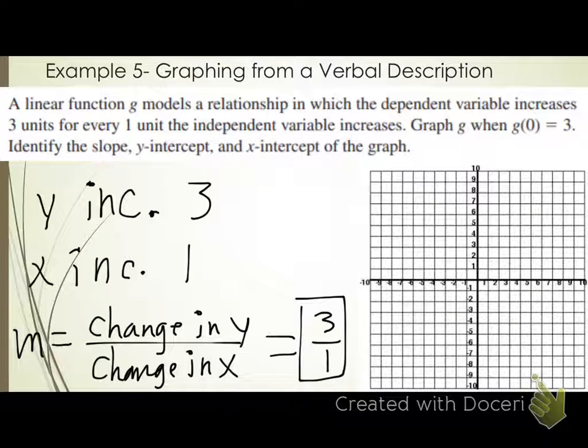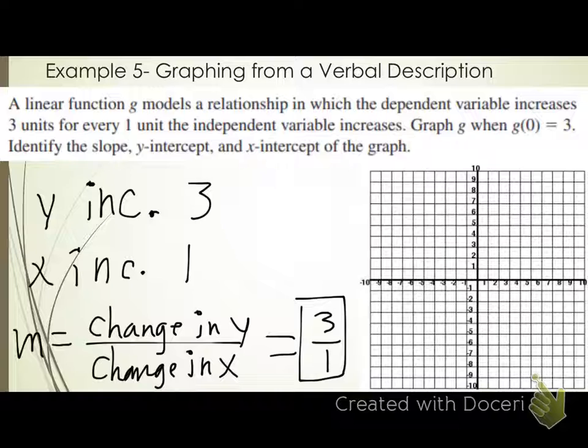Okay, let's look at the other information we're given. Graph g when g of 0 equals 3. How does that information help us out graphing-wise? Doesn't it go back to a previous lesson? It's like x is 0. So they plugged in 0 for x, right? So what do they get for their y or their g of x?